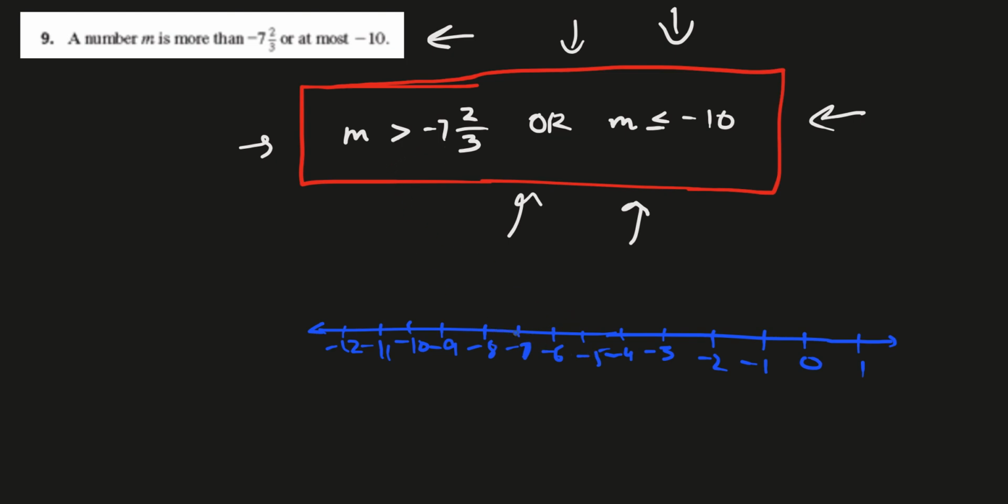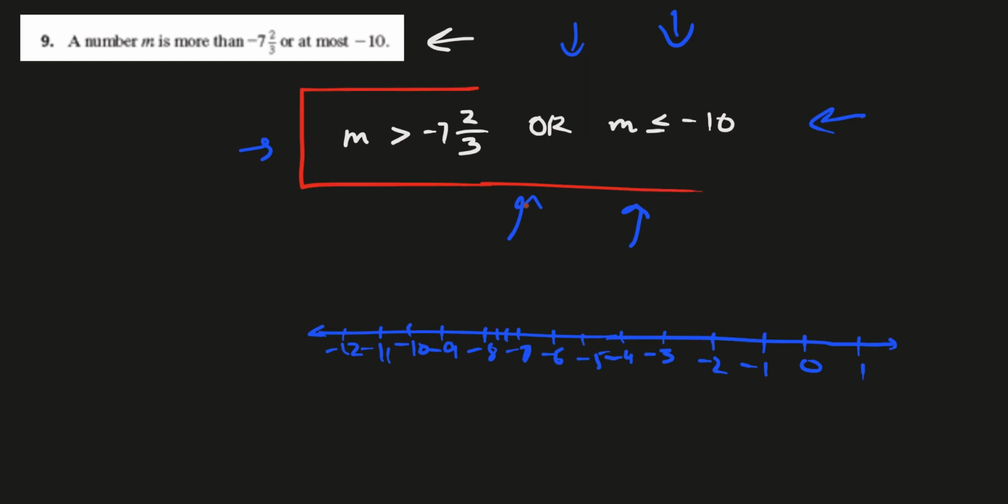Negative 7 2/3 is like, if we go 1/3 or 2/3, so let me do this here. We need to split it into 3 portions, so 1 and 2. We have 1 portion here, 1 portion here, and 1 portion here. So 3 portions, and then 2/3 would be, of course, 1/3, 2/3 right here. So this is the value.